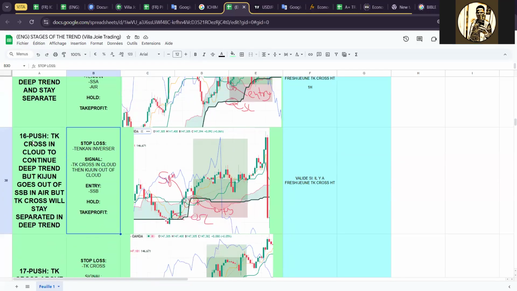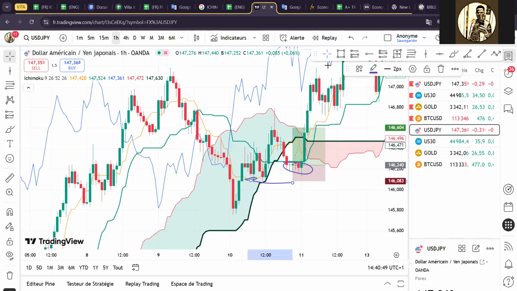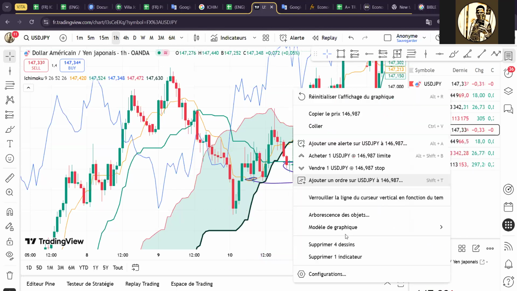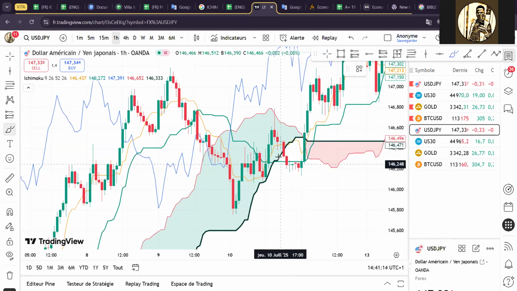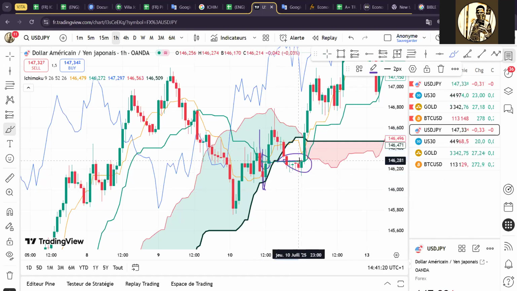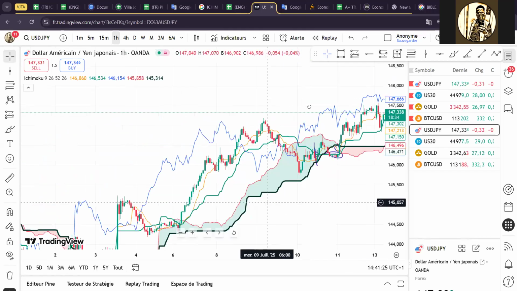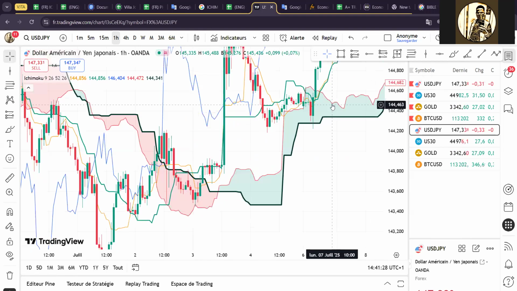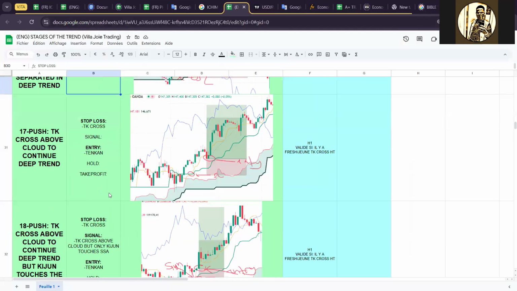Then you have another one, a push where Tenkan and Kijun cross inside the cloud to continue the dip trend, but Kijun goes out of the cloud, in air out of SSB, but the TK cross will still stay separated to continue. Yeah, that's also the same option here. Kijun went out of the cloud after the separation because this separation is the push. Kijun went out of the cloud, then they can follow it even. But there are sometimes when Tenkan and Kijun stay inside the cloud. None of them goes out of the cloud, and this is it.